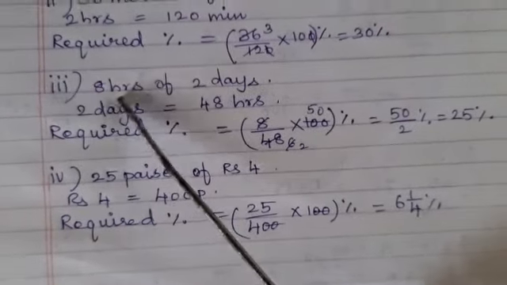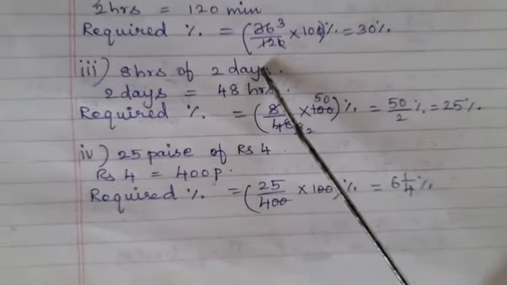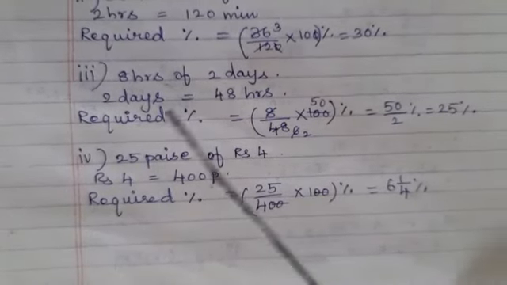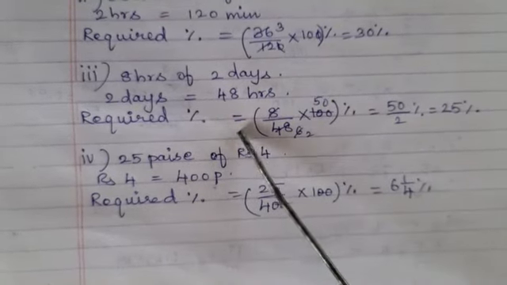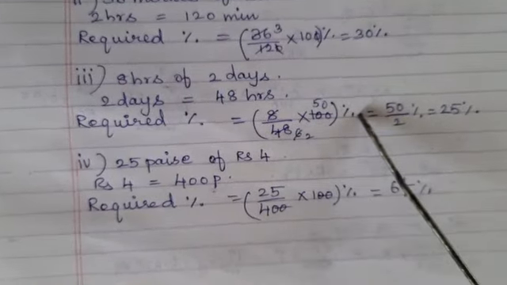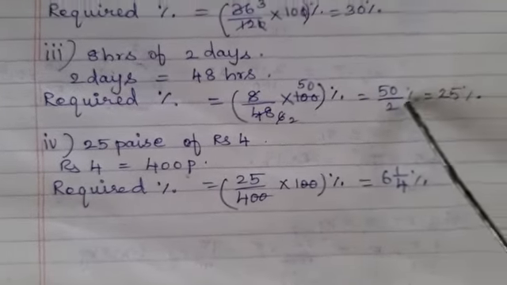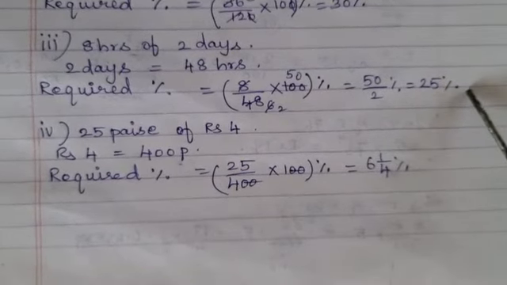Number 3. 8 hours of 2 days. So hours, days. So converting these days into hours. 2 days equals 48 hours. So the required percentage equals 8 by 48 multiplied by 100%. After simplification you will get 50 by 2%, which is equal to 25%.